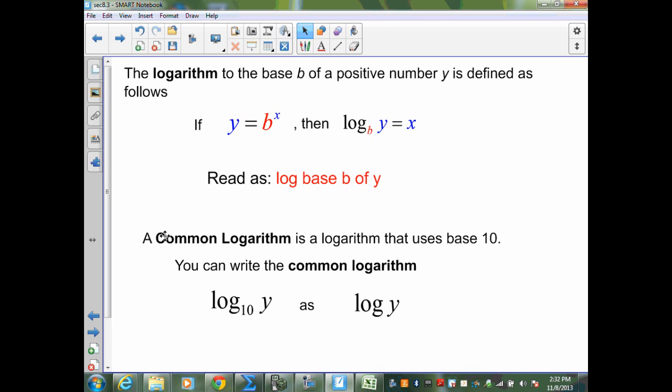We also have a common logarithm, and that logarithm uses a base of 10. We would write that as log base 10 of y, but since this is a common log, we can just write that as log y. We already know that that would have a base of 10 when that is left out. Any other base would have to be written in.